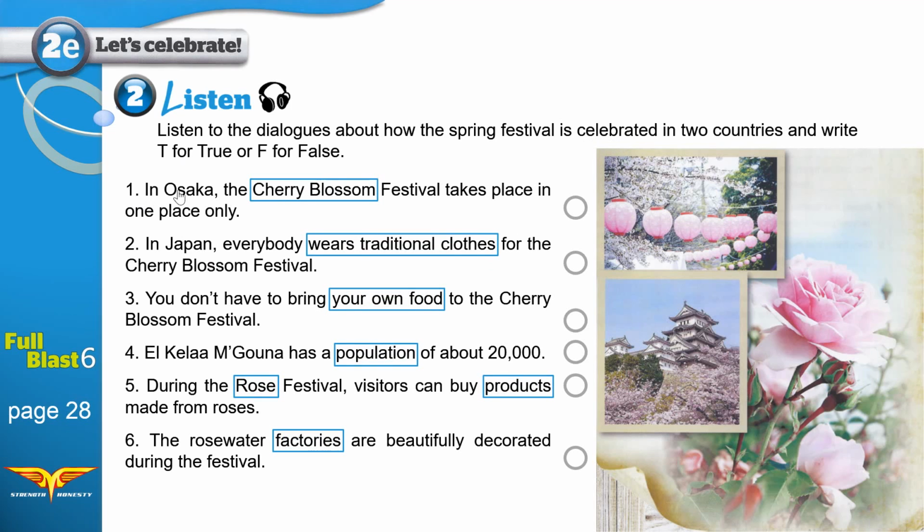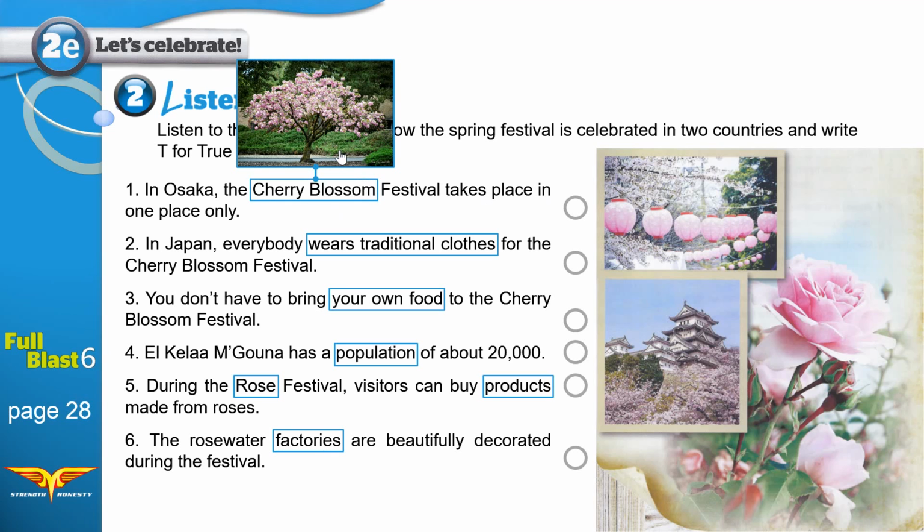1. In Osaka. Osaka is a name of a city, just like Jeddah. It's in Japan. The Cherry Blossom Festival takes place in one place only. What is cherry blossom? This is a cherry blossom tree. This tree grows in Japan and in many other countries. You never see it in Saudi Arabia. So this festival takes place in one place, only one place, not all over the country. Is this true or false?